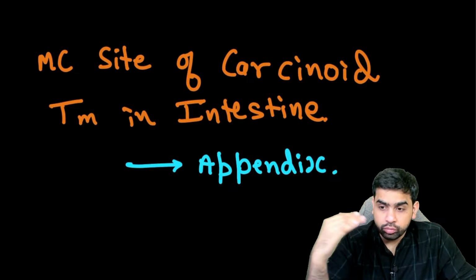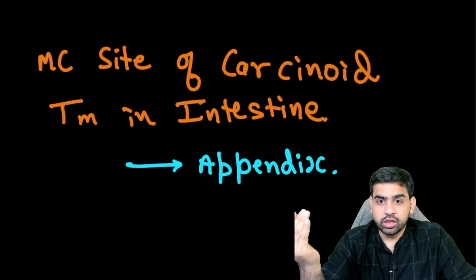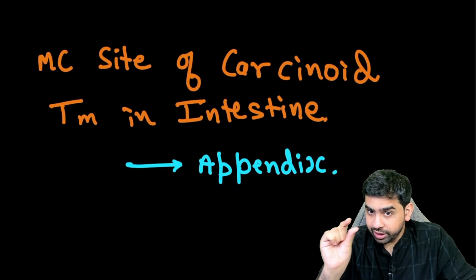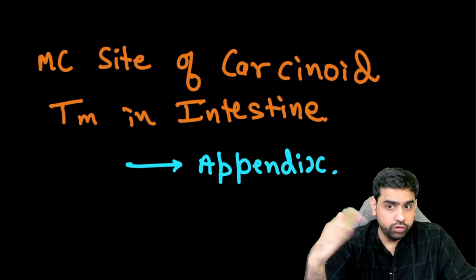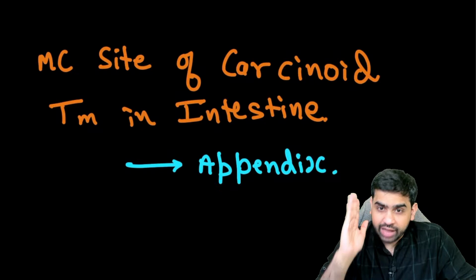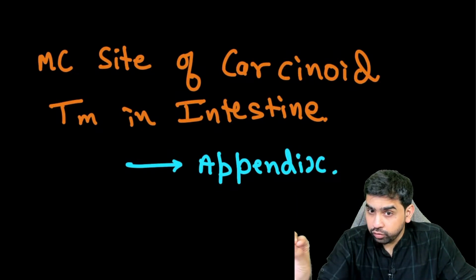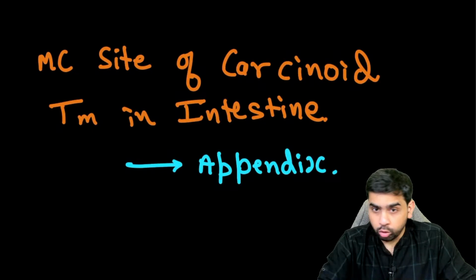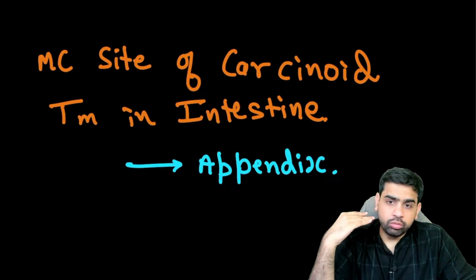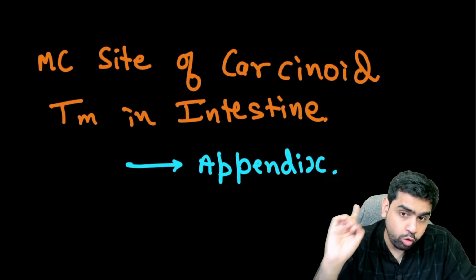The second thing you'll have to see is whether the mesoappendix is involved or not. If it is present at the base of the appendix, or if the mesoappendix is involved, then in that scenario you'll have to perform a right hemicolectomy. But if it is present at the tip of the appendix or the mesoappendix is not involved, then a simple appendectomy is enough. Okay, so I hope you have understood this point.